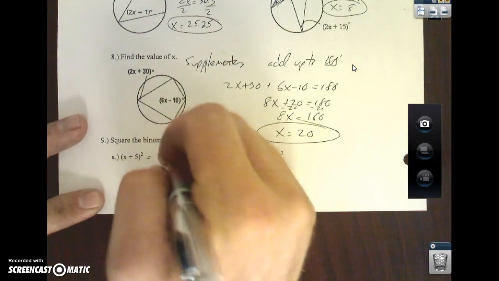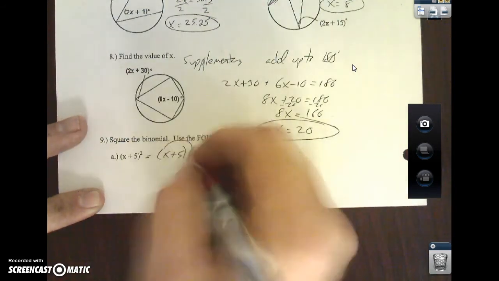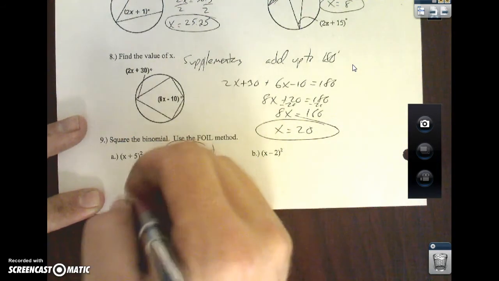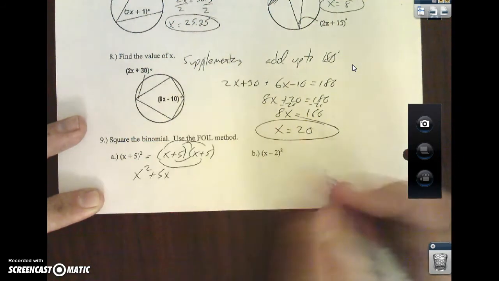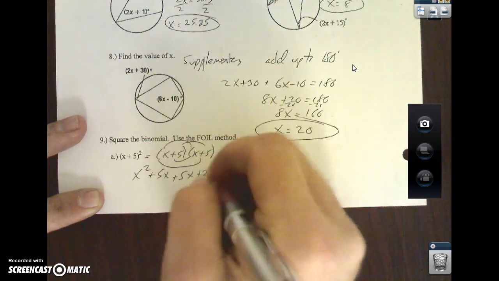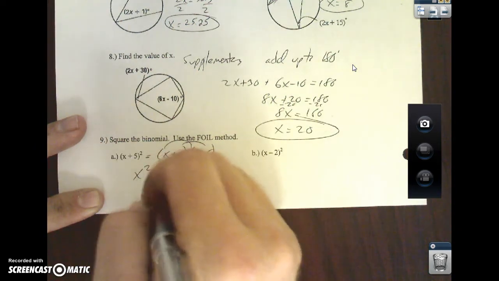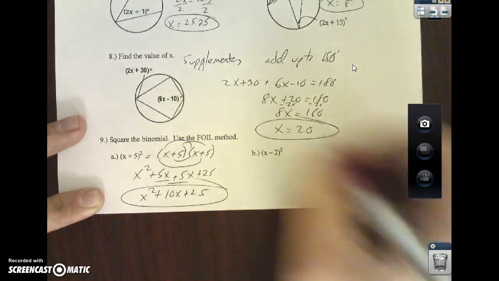Lastly, squaring the binomial. What you have here is you have two of them. X plus 5, x plus 5. We're doing the FOIL method. X times x is x squared. X times 5 is 5x. 5 times x is 5x. 5 times 5 is 25. Combine like terms in the middle. Got it? Okay.